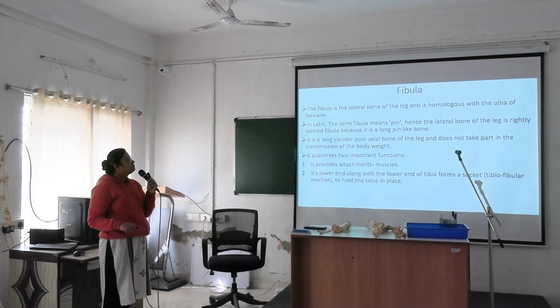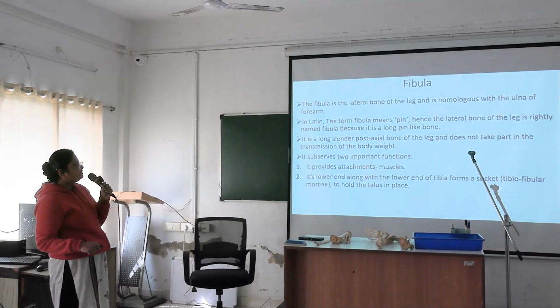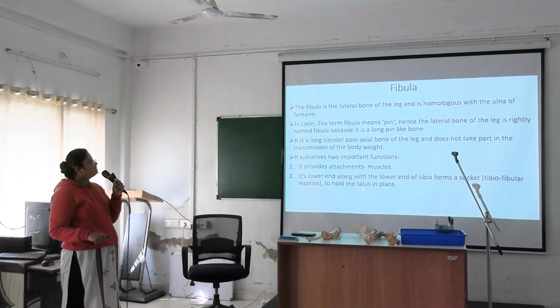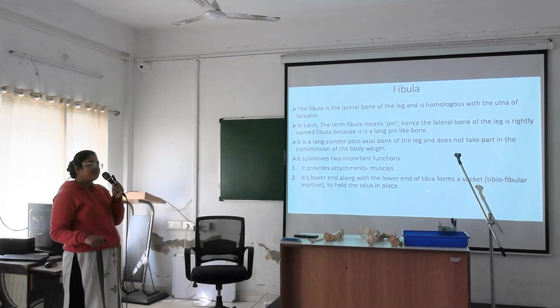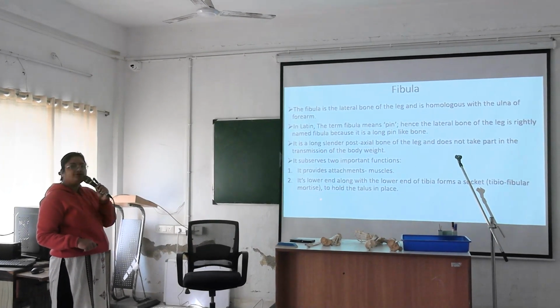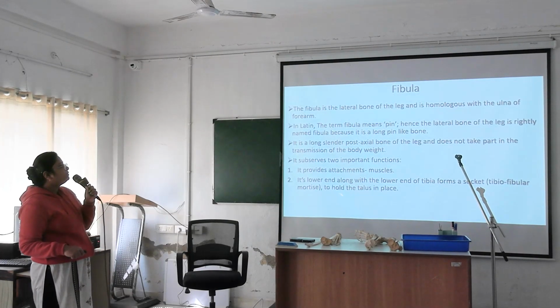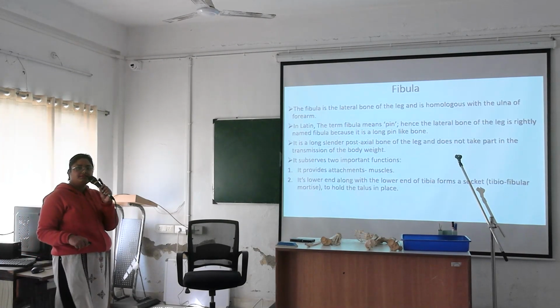It serves two important functions. These are the two functions. Provides attachment to the muscles, and its lower end along with the lower end of tibia forms a socket that is known as tibiofibular mortise. You have seen in ankle joint tibiofibular mortise to hold the talus in place.